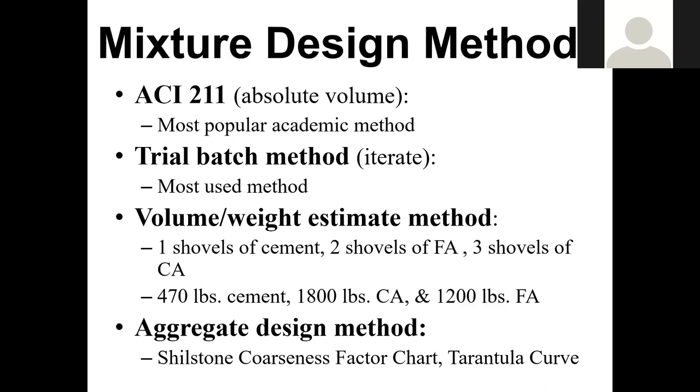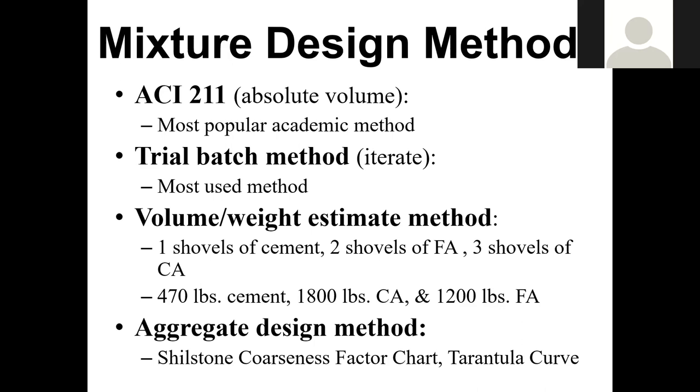So we talked about the most academic, and about probably the most used, where you just tweak it, iterate it, and trial batch it in the lab to make sure that you meet those properties. The next one is the volume or the by weight method. This is probably the most old school way of making concrete, the 1-2-3 or 3-2-1 method, depending on who you're talking about, which is literally one shovelful of cement, two shovelfuls of sand, three shovelfuls of rock. Mix it all together, add enough water, and we'll have a lab that goes over that next week.